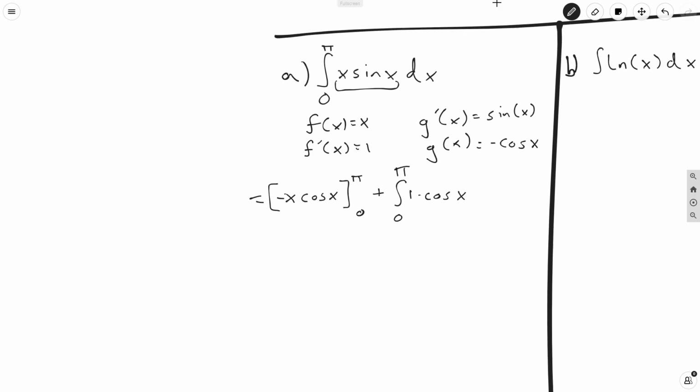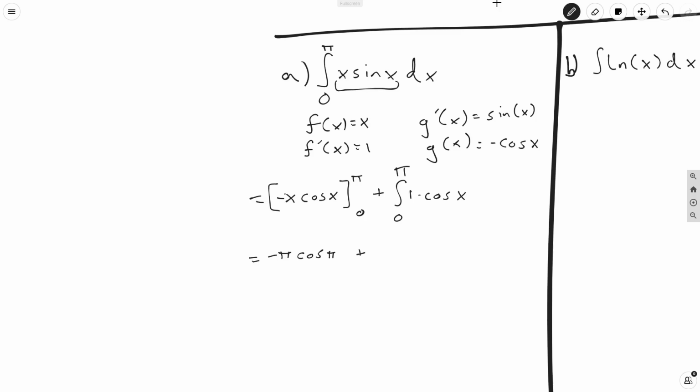Okay? So this here evaluates to minus pi times the cosine of pi, which is 0. Is that right? No, it's minus 1, right? Minus 0. Well, plus 0, I guess. So that term vanishes.